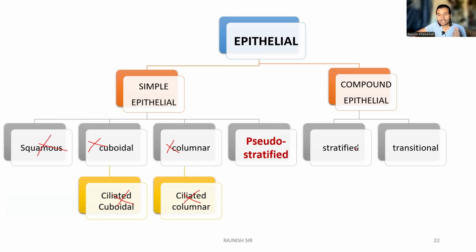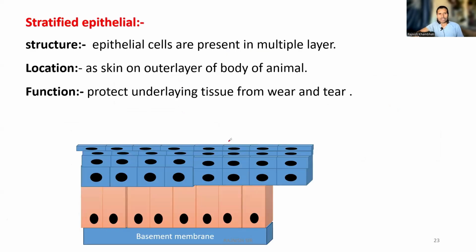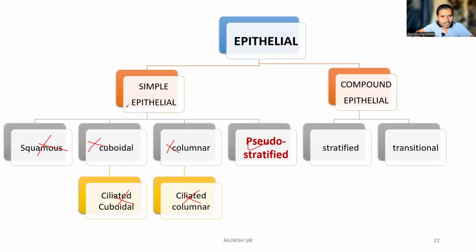See your progress, we are progressing very fast. Right now we will be learning pseudo-stratified epithelial tissue. Pseudo means false and stratified means multi-layer. Let me make one thing clear. We are learning right now simple epithelial tissue. See the chart: simple means single layer, and under the single layer, this is stratified. The meaning of stratified is multi-layer.